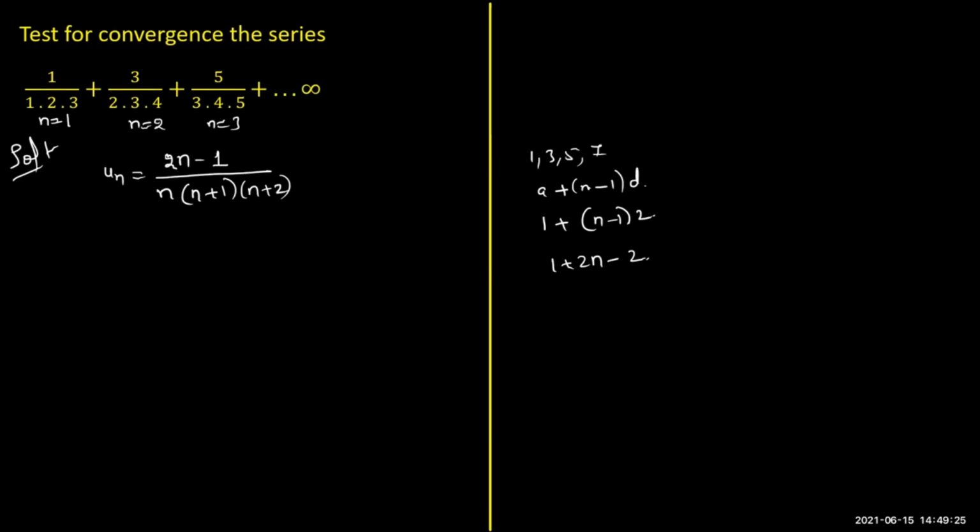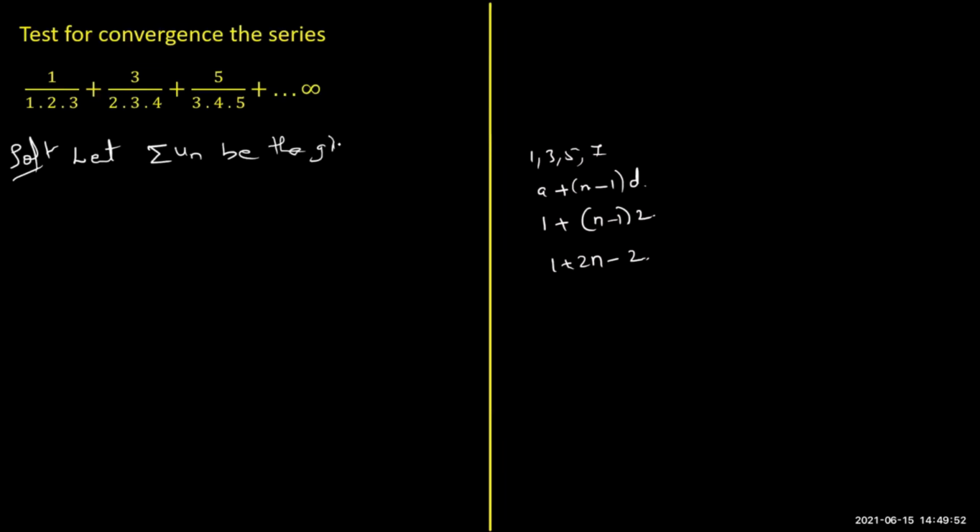Now, somebody try to tell me, looking at this un, let me just add a few sentences. While writing the answer for this question in the examination, follow some simple ideas so that you can score better marks. You should not write anything randomly. Add some masala like this. Let summation un be the given series. So therefore, as we understood already, un is equal to 2n minus 1 divided by n into n plus 1 into n plus 2. Right, so this is the nth term.